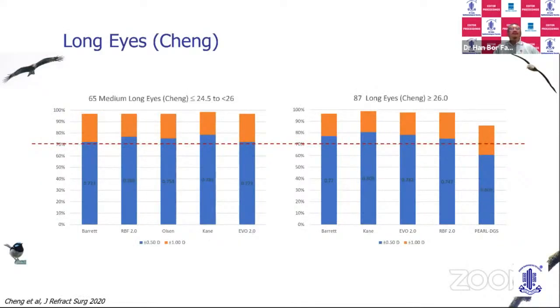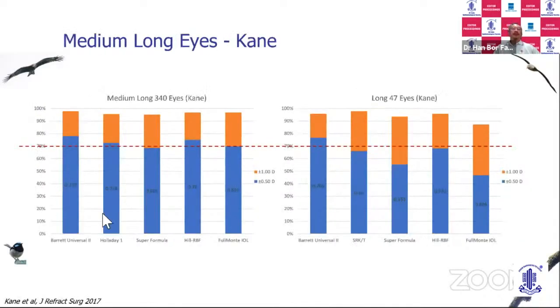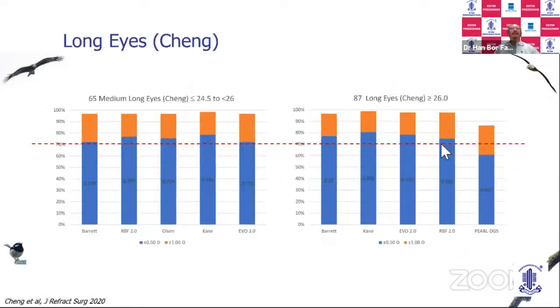Kane's has better performing with a Barrett and Holiday. This is a 2017 paper. The rest of the formulas, Hill RBF is not too bad. For the really long eye, then the Barrett Universal 2 seems to do the best, followed by Hill RBF.